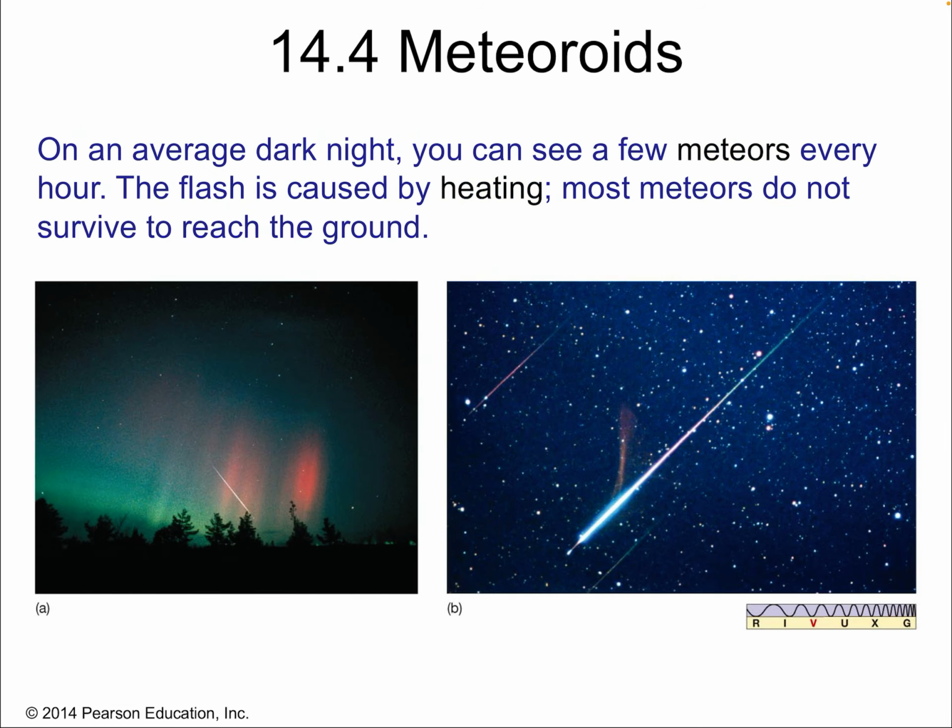Okay, so a bit about meteorites to wrap up this lecture. On an average dark night, you can see a few meteors every hour. Okay, so if it's dark enough that there's not much light pollution, you can clearly see those shooting stars, as they're known. The flash is caused by heating. Most meteors do not survive to reach the ground. You're essentially seeing them vaporize. They're burning up as they come into the atmosphere. Right, that's the streak in the flash of light.